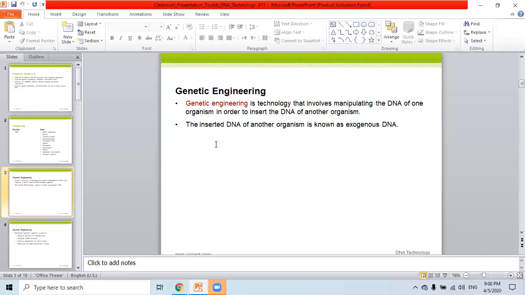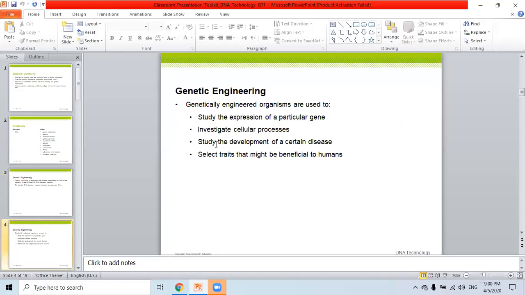Did you understand it now? Al-Walid, did you get the idea? Yes. Wonderful. The inserted DNA of another organism is known as exogenous DNA. Exo means something from outside. Genous is something related to the genes. So exogenous DNA. And this exactly we'll discuss later, step by step.